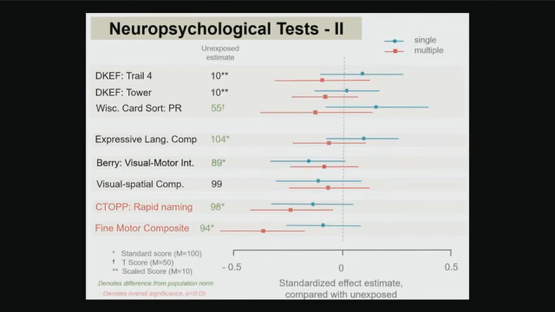These, again, are the norms for the unexposed children. Again, seeing they're relatively normal, except, interestingly maybe, for the fine motor composite. Even the unexposed kids were a little more clumsy.